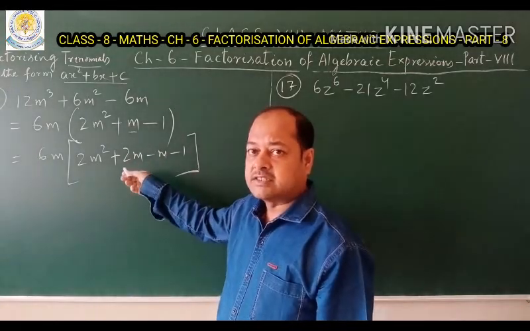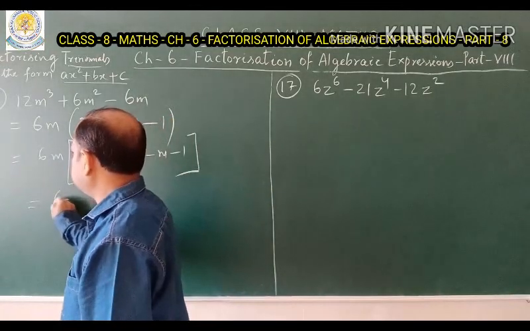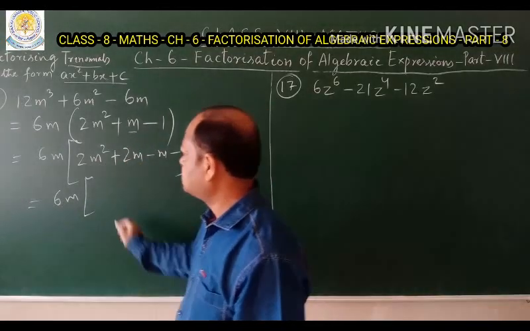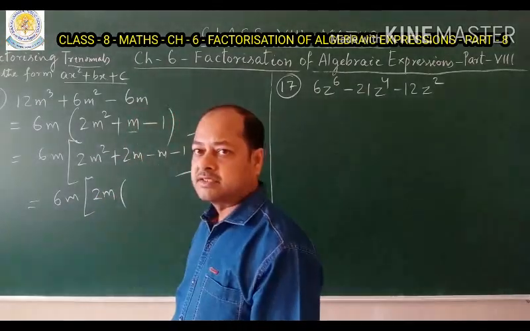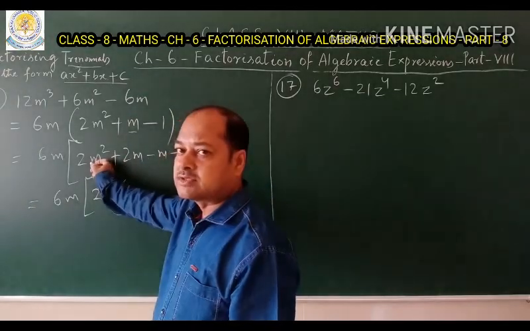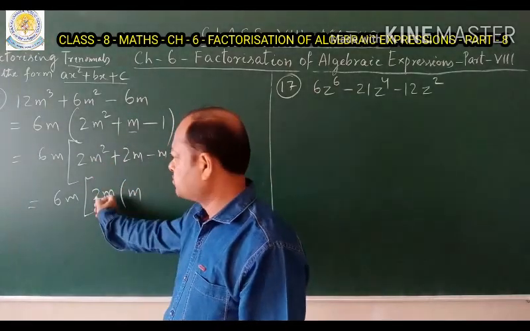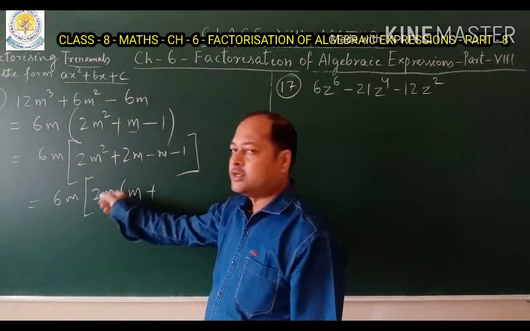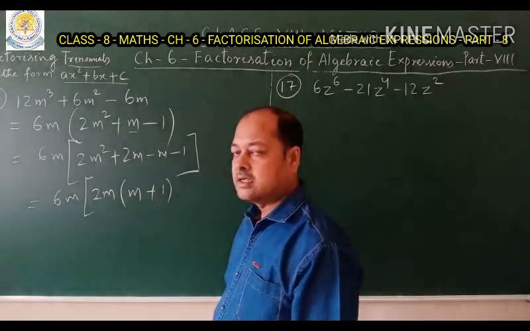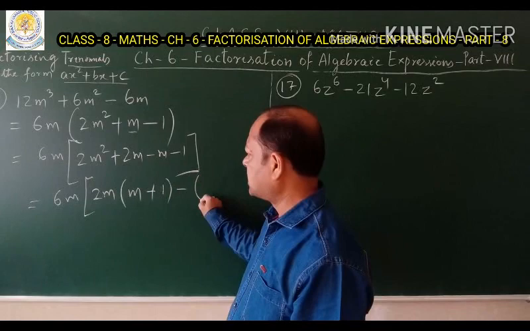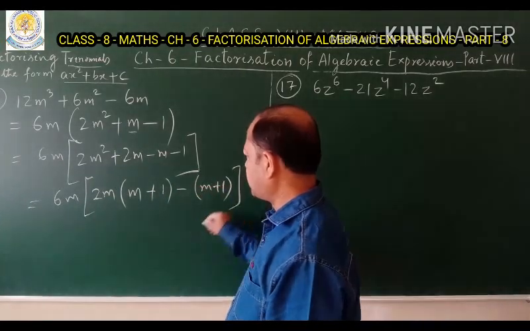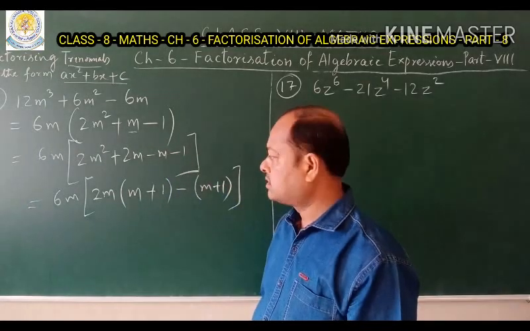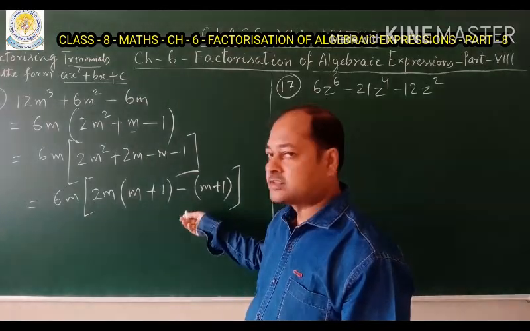Now it is the time to take common. Equal to 6m. What is common between 2m square and 2m? That is 2m. 2m is common. So if you take 2m from 2m square, it will be m, because 2m into m will be 2m square. Plus, so already 2m is taken common, so here it is 1, and right here minus sign, inside bracket m plus 1, because minus 1 into m plus 1 is the same as minus m and minus 1. So what are the two binomial factors you got?